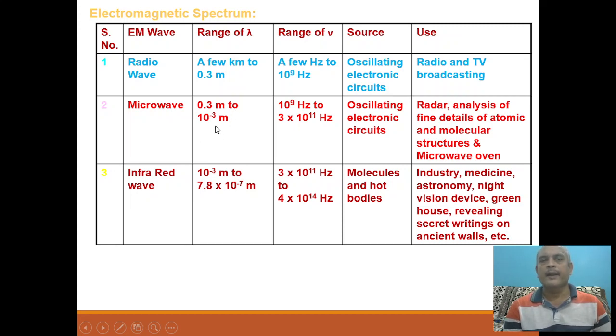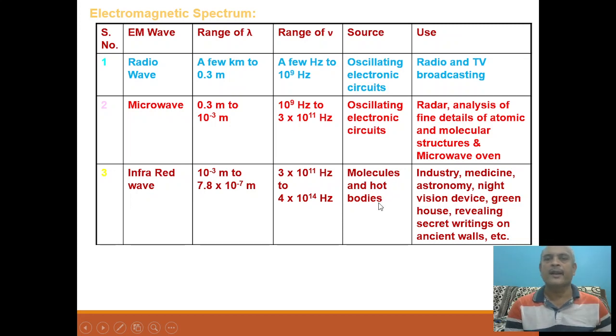Now, third one is the infrared wave. This is also called heat waves, because the component responsible for heat in EM waves is infrared. The range of infrared rays is 10 to the minus 3 meter to 7.8 into 10 to the minus 7 meter. The frequency range for infrared is 3 into 10 to the 11 hertz to 4 into 10 to the 14 hertz. What is the source? Heat waves come from molecules and hot bodies, with vibrations between the particles that give off energy in the form of heat.